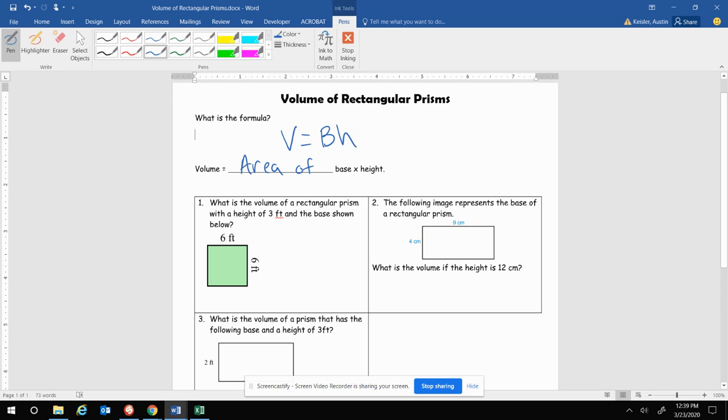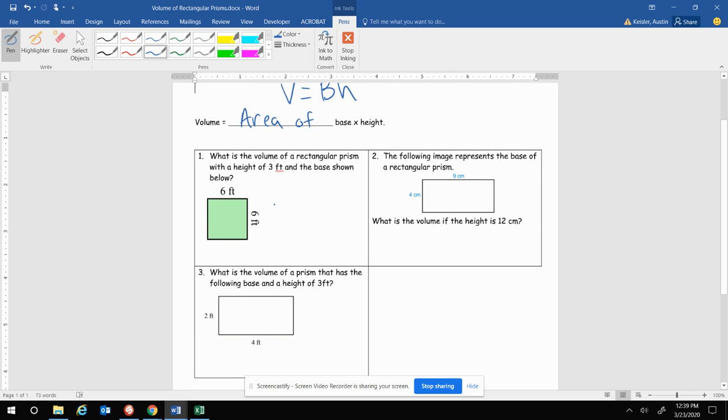So these type of questions that we're going to look at today, they're going to give us the shape of the base, and then they're just going to tell us what the height is. They're not going to actually show us the full rectangular prism, but we're still going to find the volume of it. So on number one, it says, what is the volume of a rectangular prism with a height of 3 feet and the base shown below? Well, the first thing, I'm going to highlight this height of 3 feet because we're going to need that here in just a minute.